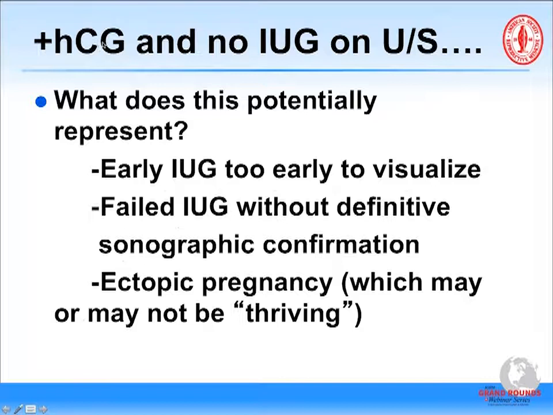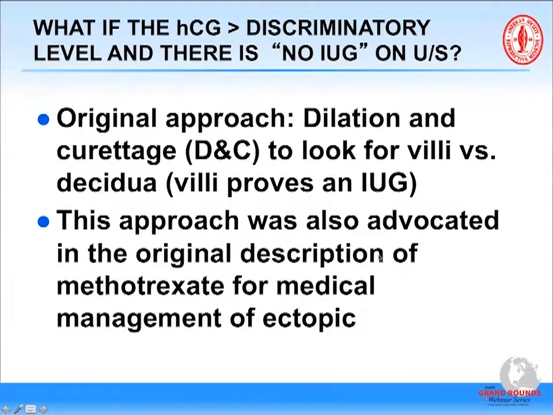So if you've got a positive pregnancy test but no intrauterine on ultrasound, what's the differential? This could be an early intrauterine, just too early to see. You could have a failed intrauterine that's collapsed but you can't detect sonographically, or you could have an ectopic. And if you have an ectopic, it may or may not be thriving. So what do you do? Well, in the original description of using methotrexate, they talked about doing a D&C and looking for chorionic villi. If you found chorionic villi, you proved an intrauterine pregnancy. If you had decidua only, your index of suspicion for ectopic was much higher.